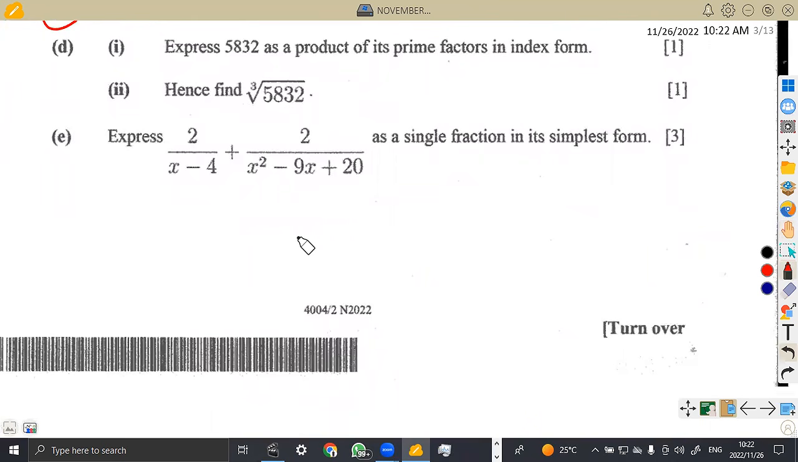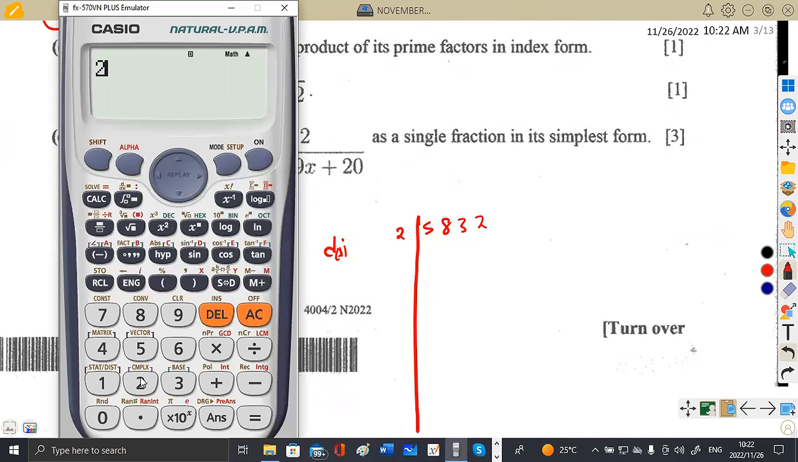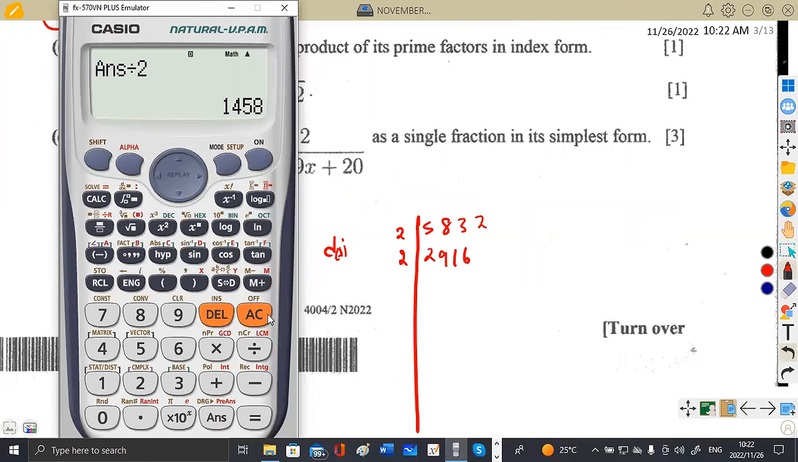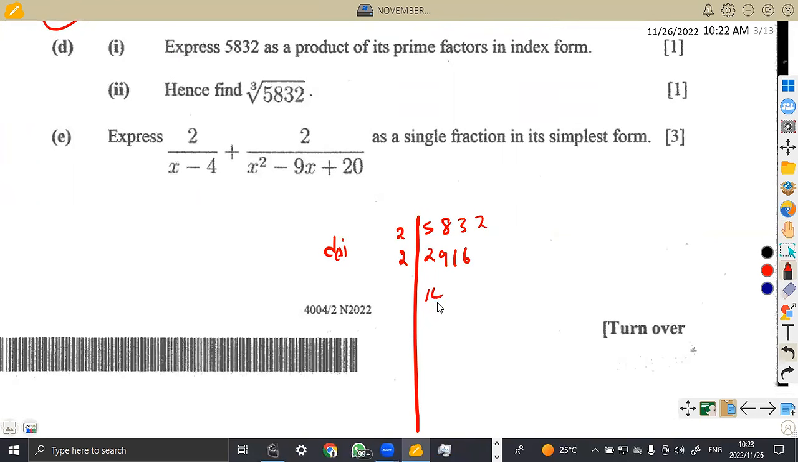D item 1, we are given a condition that we are supposed to express 5,832 as a product of its prime factors. So there we have to divide, guys, as much as we can. 5,832 divided by 2. That is 2,916. Okay, 2 is still working. So you can divide again by 2. That's 1,458. We can divide by 2 again here.